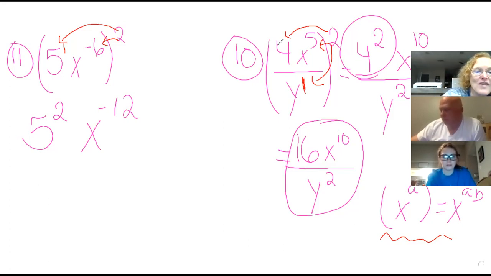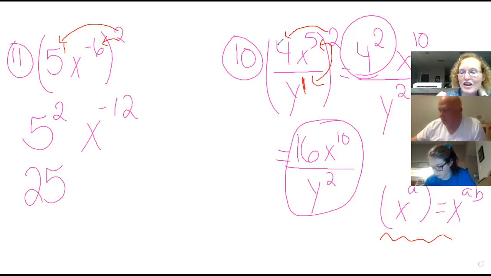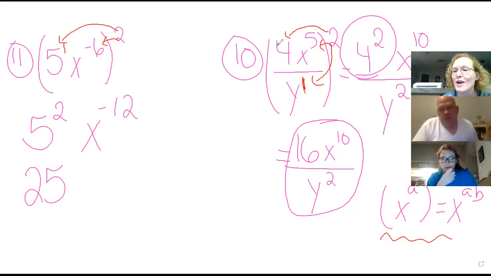25. Okay, because it's 5 times 5, so that really is 25. So when you've got a number like that, you've got to actually evaluate it. You can't just leave it. And then when we look at the second piece, x to the negative 12, we have a problem there. Because remember, your rule is you cannot ever have a negative exponent in your answer.